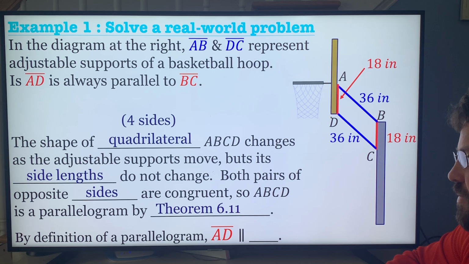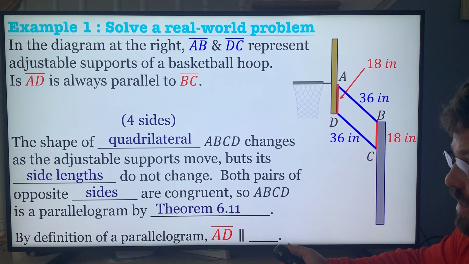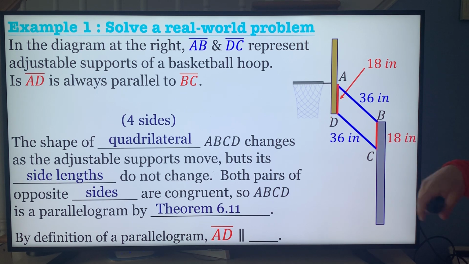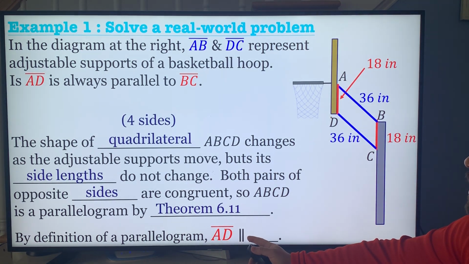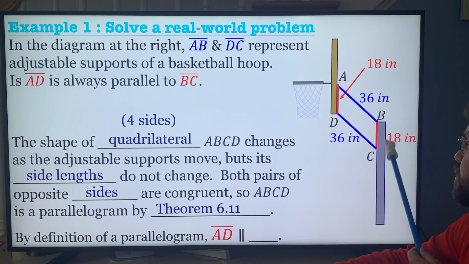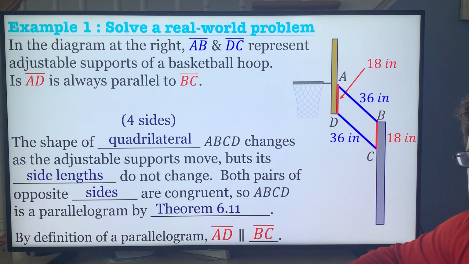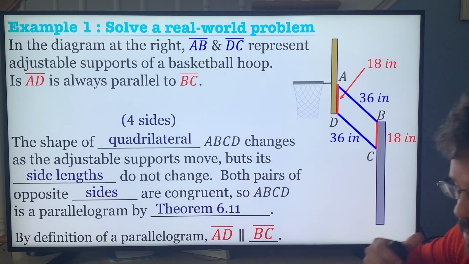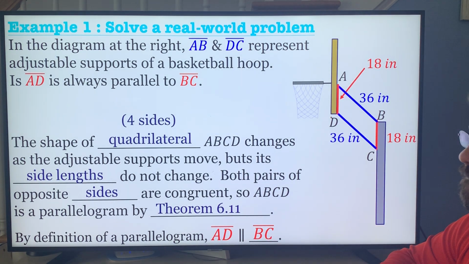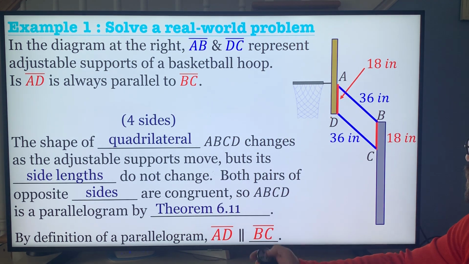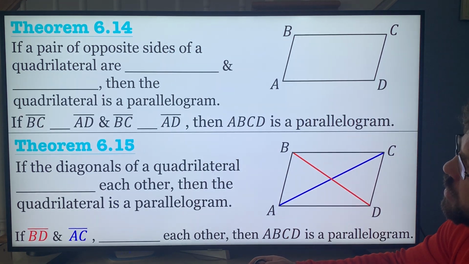Theorem 6.11. I don't really care about going into the theorem so much, but as you can see, since the opposite sides never change, it's always going to be a parallelogram. So by definition, AD has to be parallel to BC. Since it's a parallelogram, you can show the sides are parallel afterwards. You're using one thing to prove something else. Got it? Awesome. All right, some more theorems.